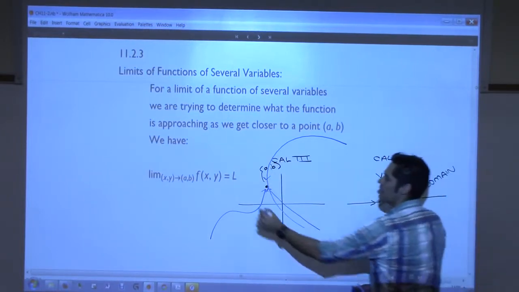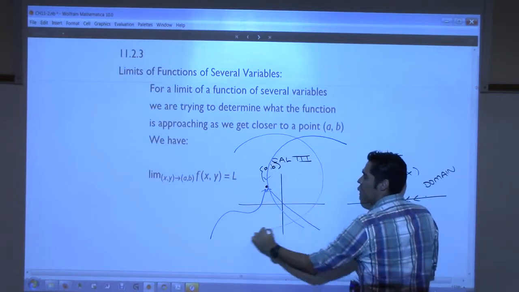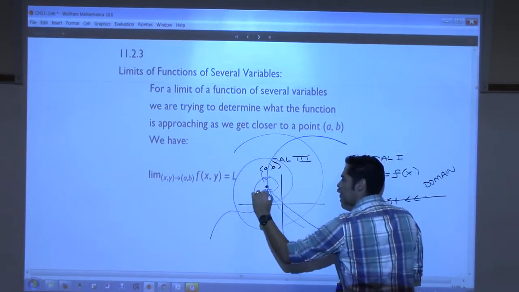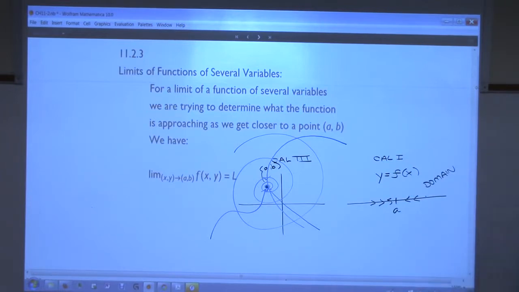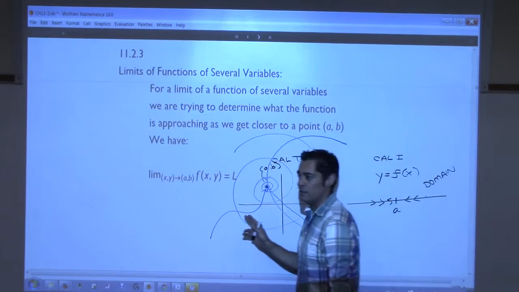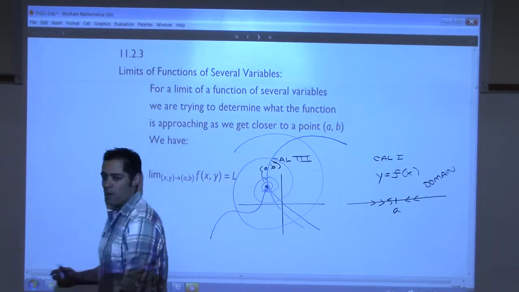I could do something crazy. I could start almost like this death spiral into it, right, and just head into it. There's no longer just two ways to approach the point like there was in Cal 1. And that is a huge problem.